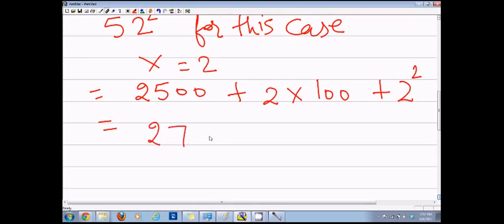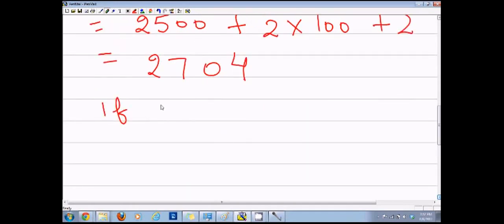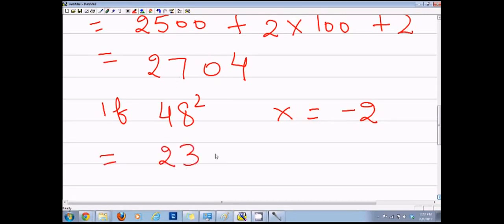2704. And similarly, if we have the number 48 square, then x is equal to minus 2, and then instead of adding 2 here, we will be subtracting 2, so we'll have 23, and then square doesn't matter, it's negative or positive, so answer will be 2304.